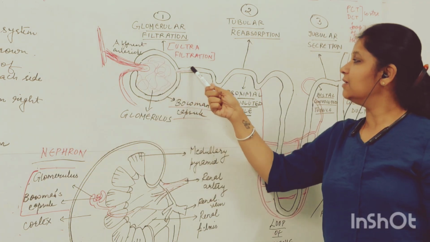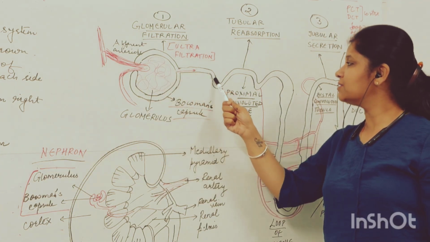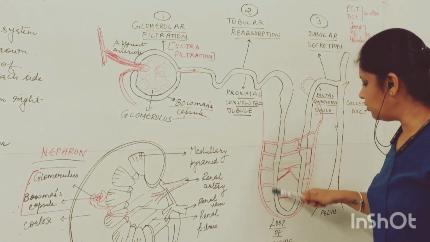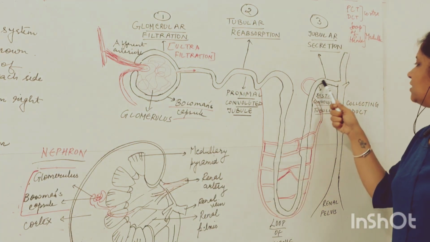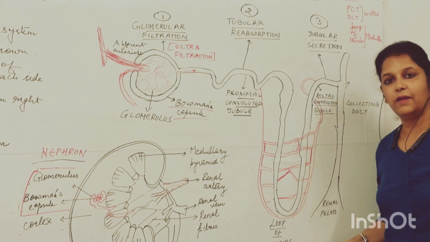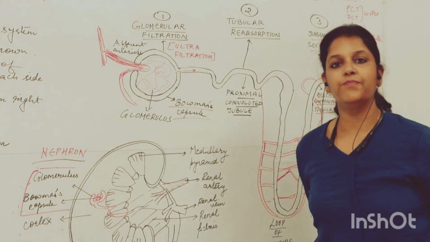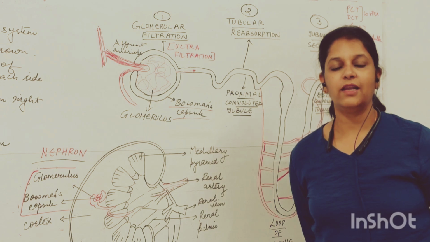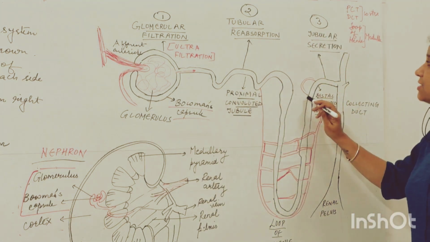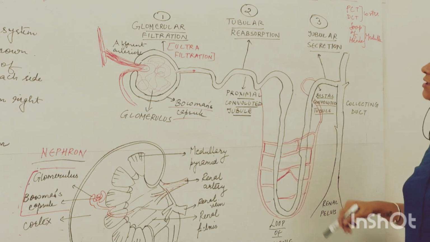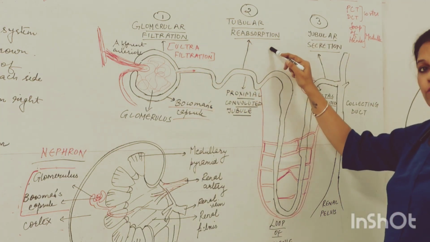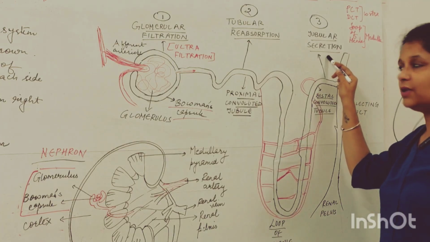The filtrate gets collected into the tubule, which goes into the convoluted tubule and the loop of Henle, and finally the urine gets collected into the collecting duct and then moves out through the renal pelvis and enters the ureter, which finally takes it to the urinary bladder. So in this portion, you can see the entire process of urine formation takes place in three different steps: glomerular filtration, tubular reabsorption, and tubular secretion.